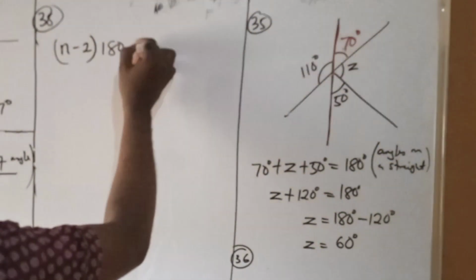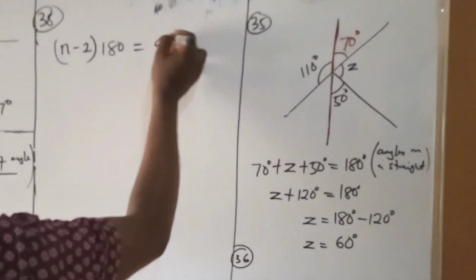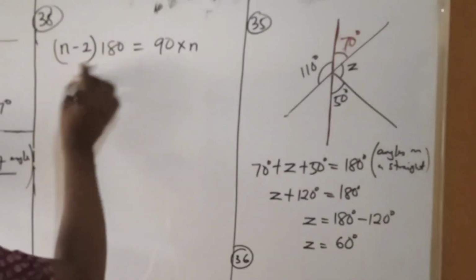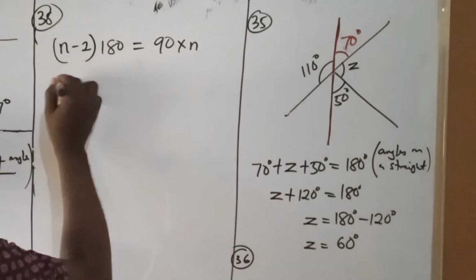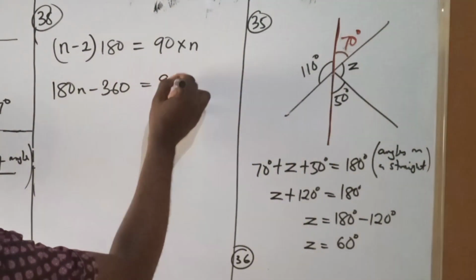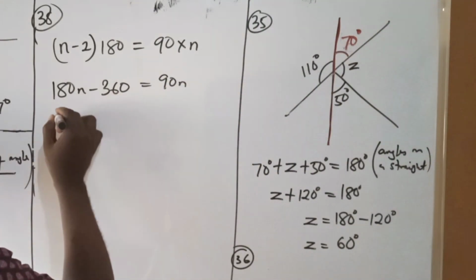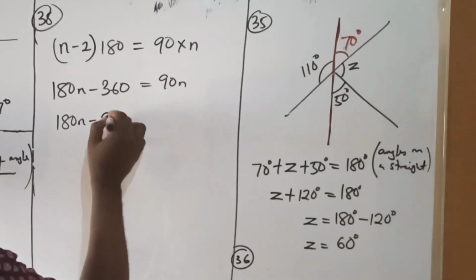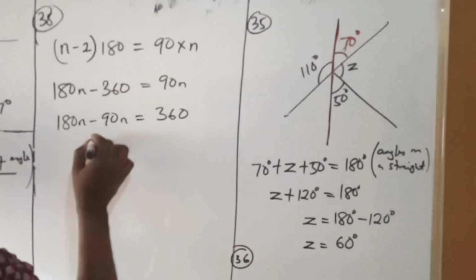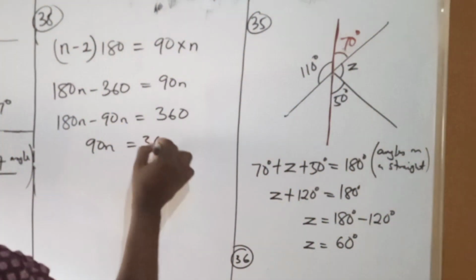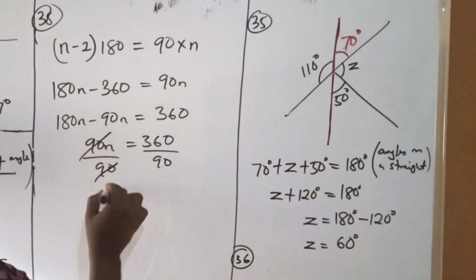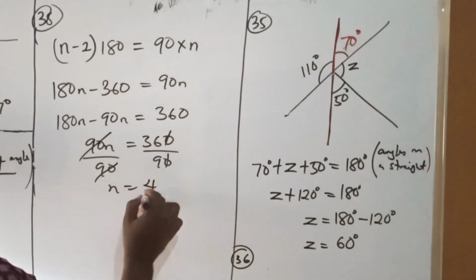So let's check it out. Then 90 multiplied by the number of sides gives the same thing. So when you open this bracket, you have 180n minus 360 equals 90n. You can collect like terms here. That would be 180n minus 90n equals 360 degrees. So this gives 90n equals 360 degrees. Divide both sides by 90. So this cancels, and the number of sides is 4.